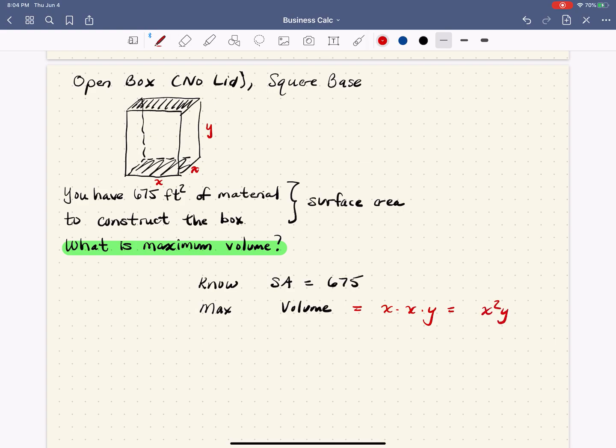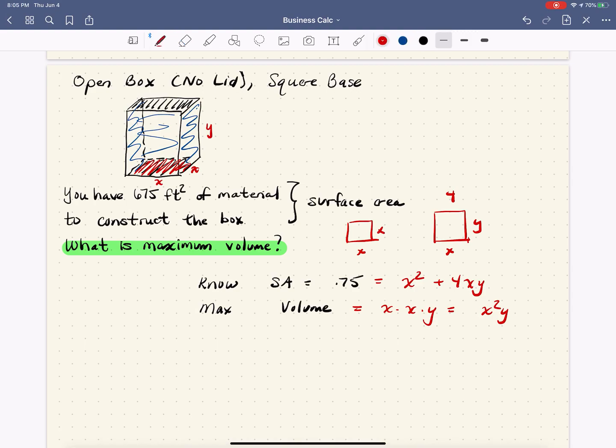We know the surface area is 675. Well, that's a little bit more complicated. We have one side that's a square, and that's the base. So we know that that area is x squared. In fact, I'm going to write that here. And we have four sides that could be x by y. And that's this side piece here, this side piece here, the front and the back. So there's four of those. So that means that the surface area is x squared plus 4xy, and that's equal to 675.